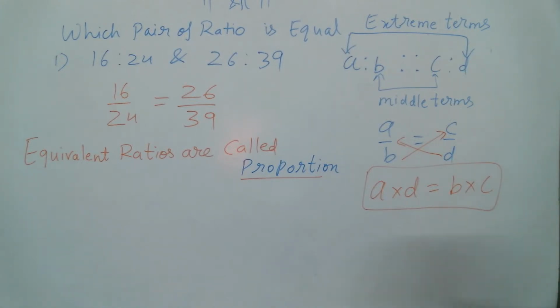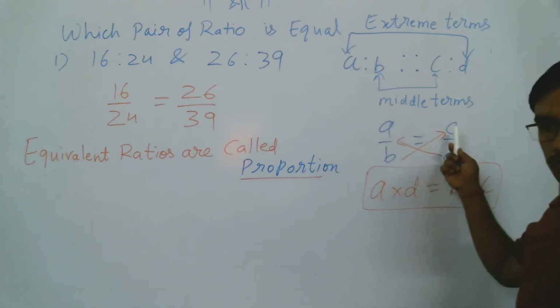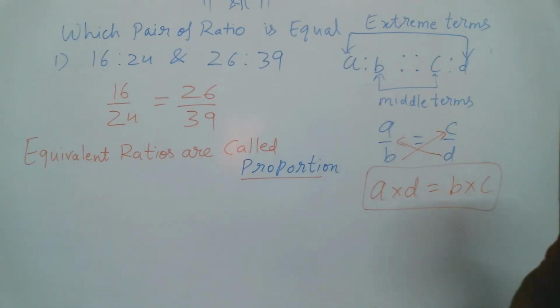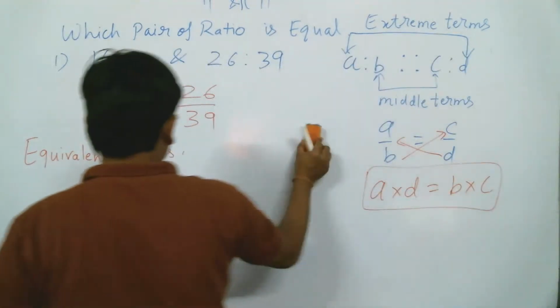So this is proportion when the ratio A by B is equal to C by D. When two ratios are equal, we call them proportion.